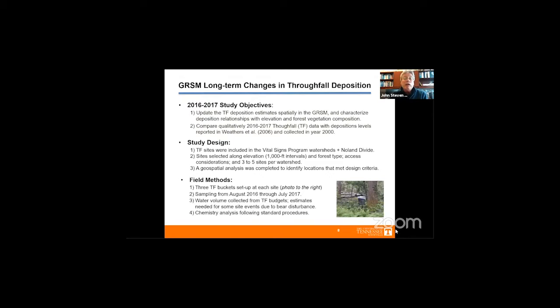Our methods were, we used 3 throughfall buckets set up at each of the sites, and there's a photo to the right that shows our setup. And then we collected data from August 2016 to July 2017. And we collected water volume, but occasionally we would have issues with bears, and we had to make some estimates on a few of our samples when the bears would kind of eat our buckets. And then our chemistry was just some standard procedures.